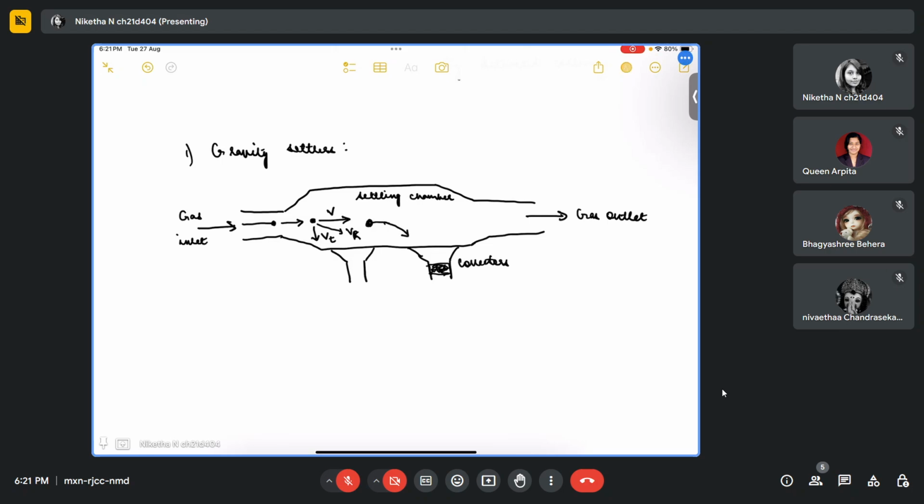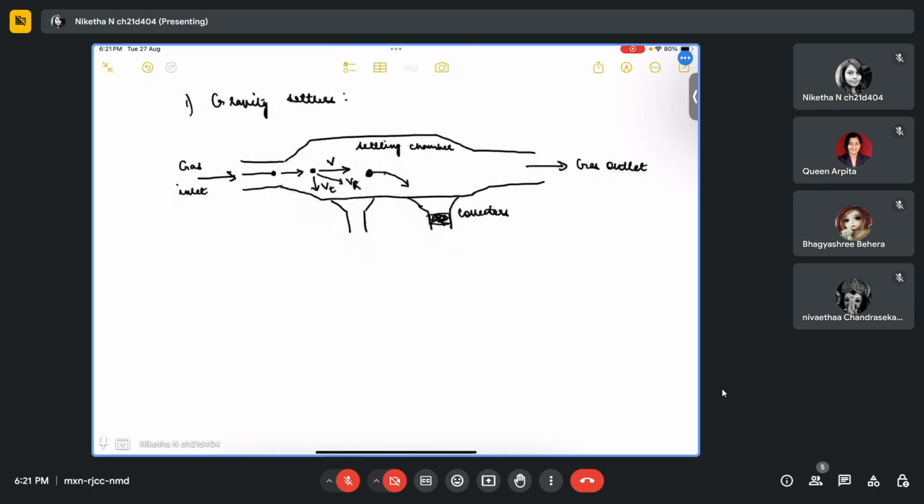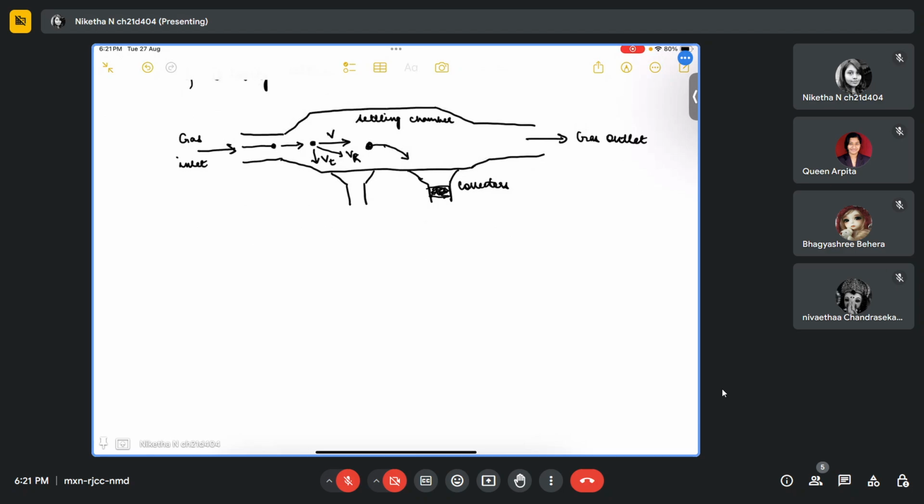This entire thing will be separated and disposed. This kind of device is used for particles which are greater than 50 micron in size. Why can't we use this for less than 50 microns? Any guesses? Why can't we use this process for small size particles?